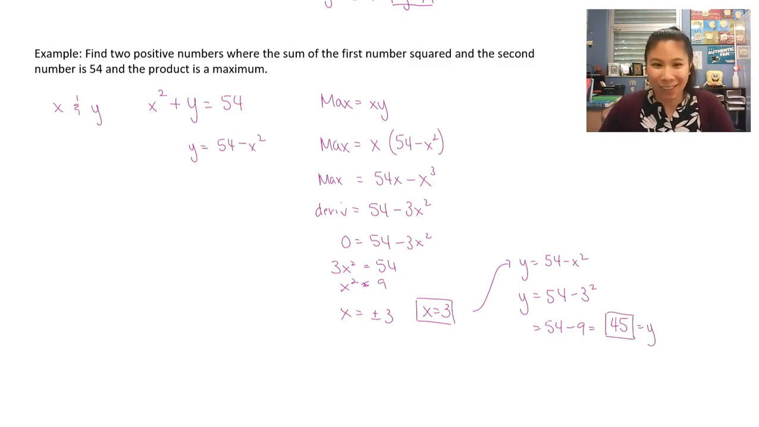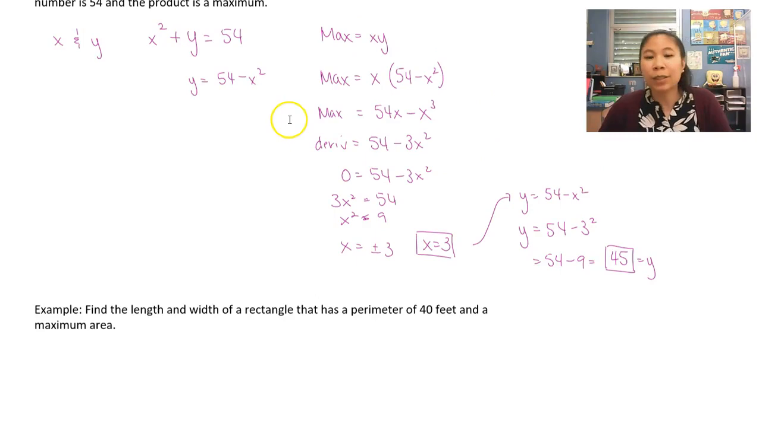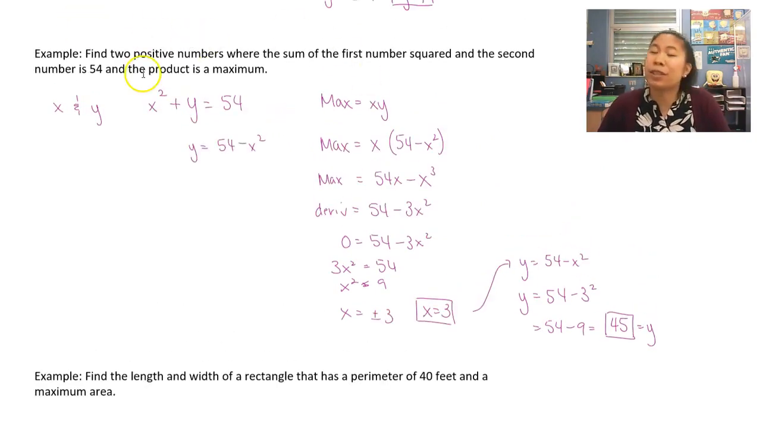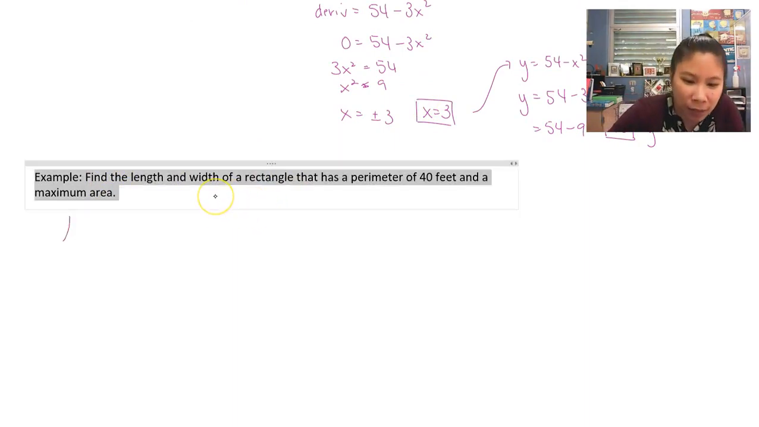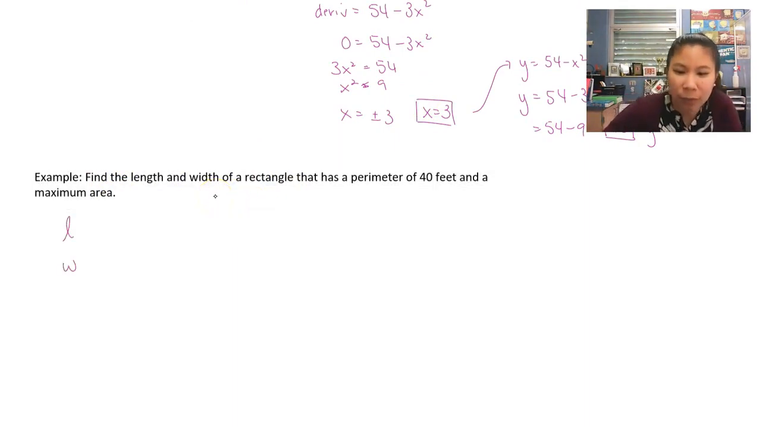All right. So up until now, my examples have been pretty straightforward, where they tell me exactly what the equation is going to be, just in word form. So now let's talk about a slightly more complicated example. This time we're looking for the length and width of a rectangle. Pretty obvious, I'm going to use L as my length, W as my width, so I'm defining the variables there. It has a perimeter of 40 feet.